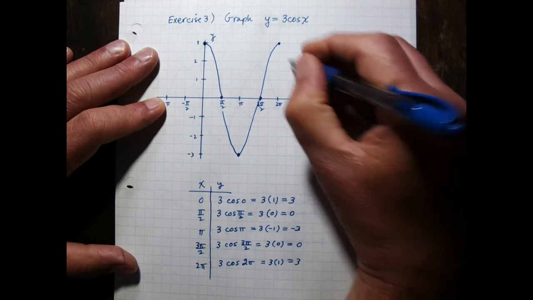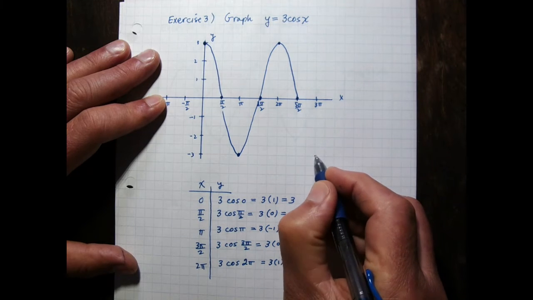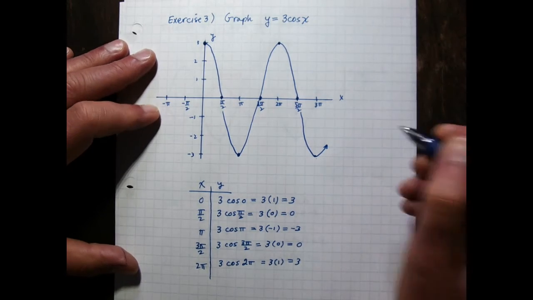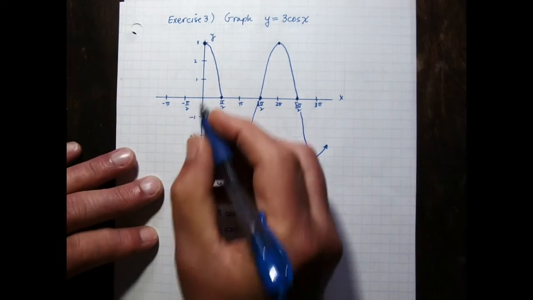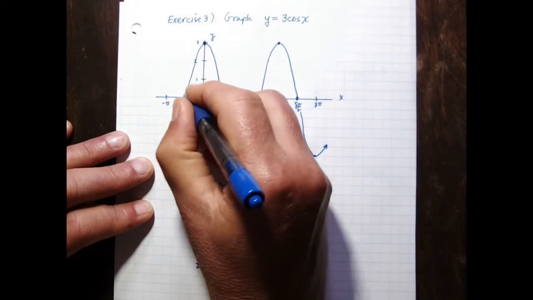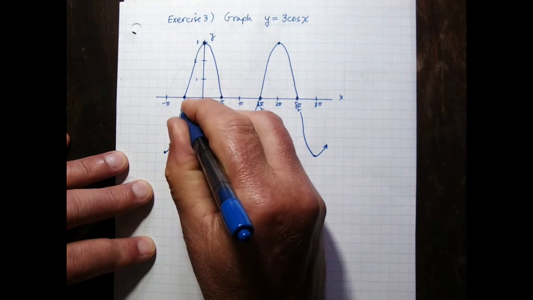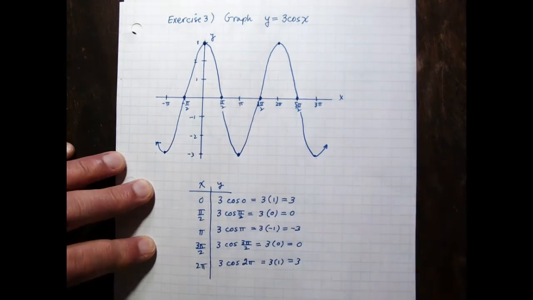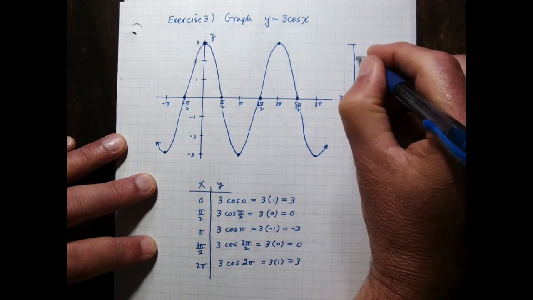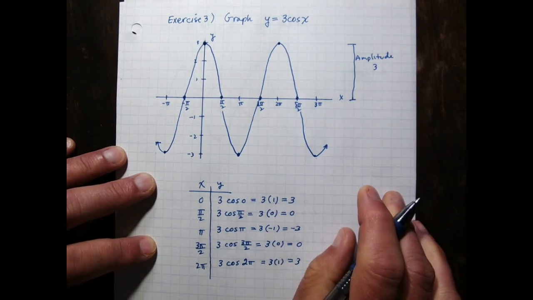So I'm not going to keep plugging in. I know at 5 pi over 2 I come back to 0. I know at 3 pi the function value will be negative 3. The graph turns around and continues. If I go in the negative direction, I plunge down to 0 at negative pi over 2, and at negative pi, I'll be at negative 3 with the pattern continuing. We can talk about amplitude of a cosine graph also, just like with sine. And here we'd say the amplitude is 3.